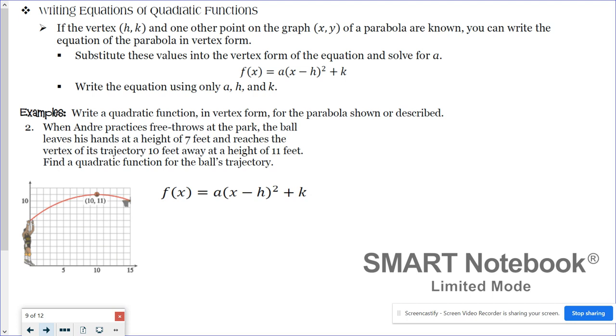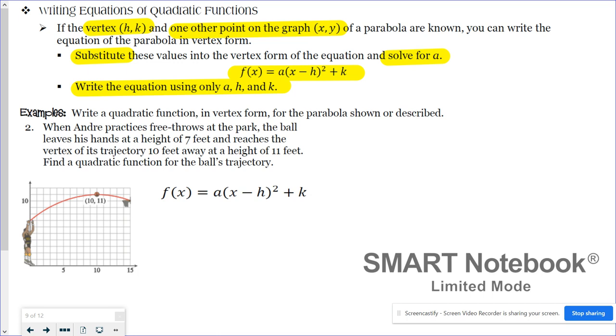If the vertex, and remember the vertex is represented by h and k in vertex form, and one other point on the graph, an x, y of the parabola, are known, you can write the equation of the parabola in vertex form. So you just need the vertex and one other point. You want to start by substituting these four values into your vertex form, where the function is equal to a times the quantity x minus h squared plus k. You are going to solve for a, and then write the equation using only a, h, and k. So let's take a look at two examples.